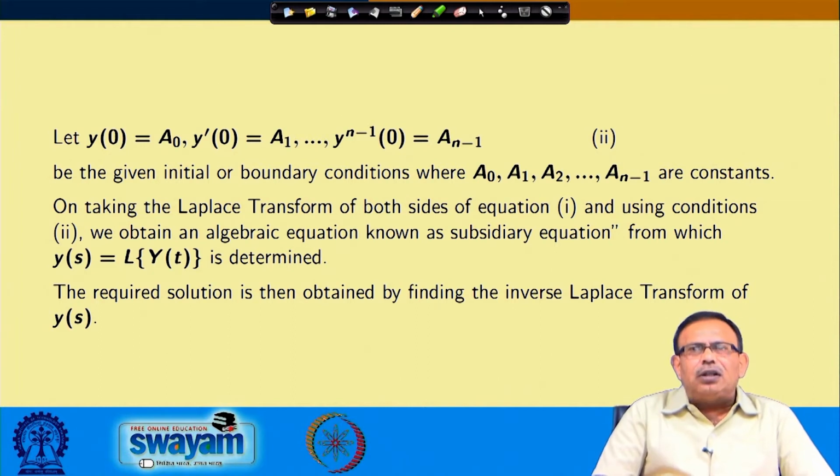So, basically the method, if you see, is very simple. I do not have to think about anything. Whenever the original problem is given to me, I will take the Laplace transform on both sides of the given equation.